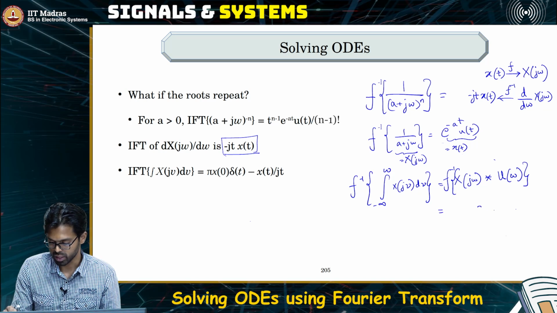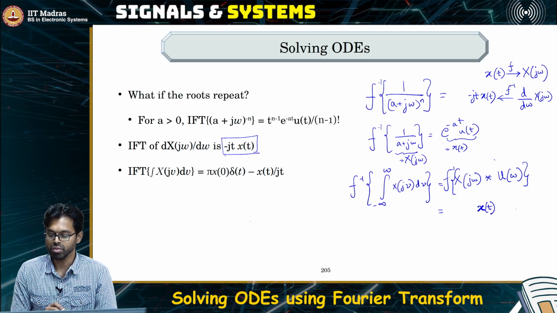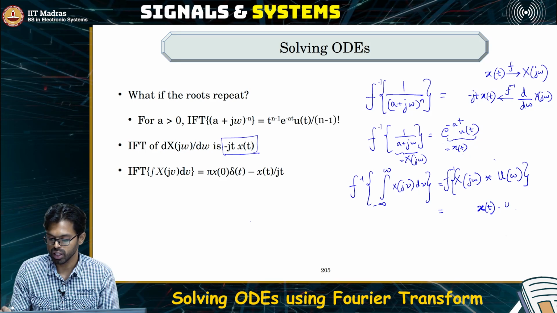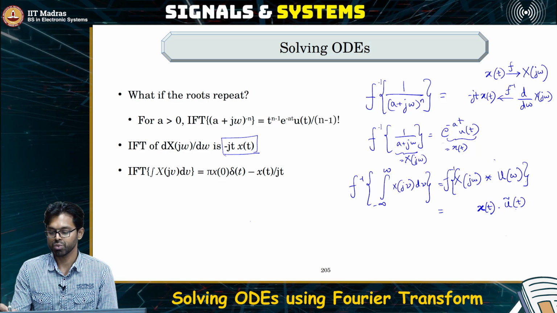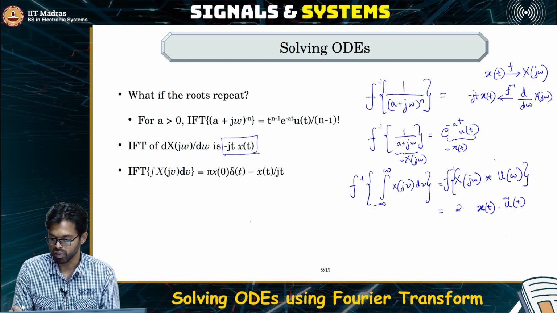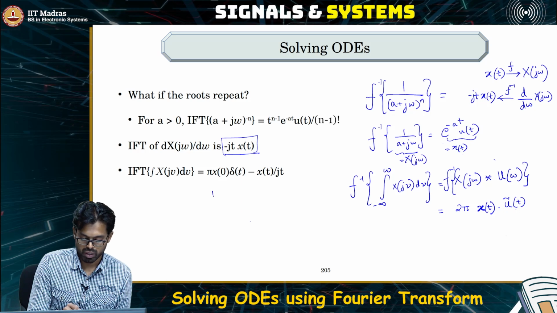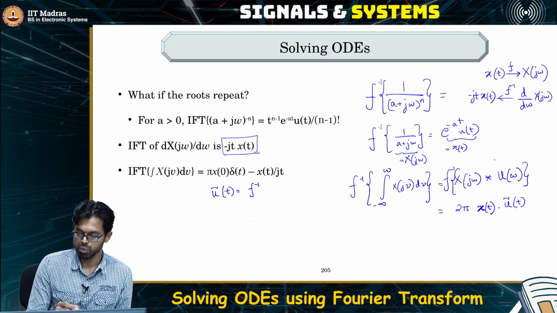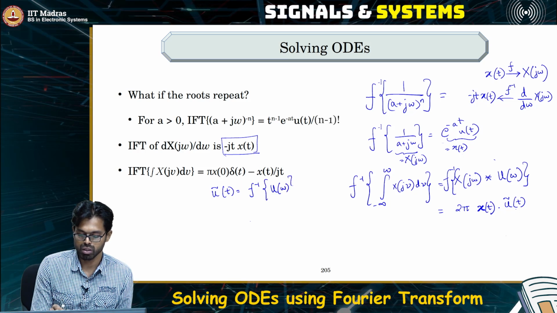multiplication of x of t with the inverse Fourier transform of u of omega, which is the step function in the frequency domain. Let's call that u tilde. So the inverse Fourier transform of u of omega is what we are referring to as u tilde. There is a scaling factor of 2 pi. So this follows from the properties that we learned before. So what we have done here is represent u tilde of t as nothing but the inverse Fourier transform of the frequency domain step function.